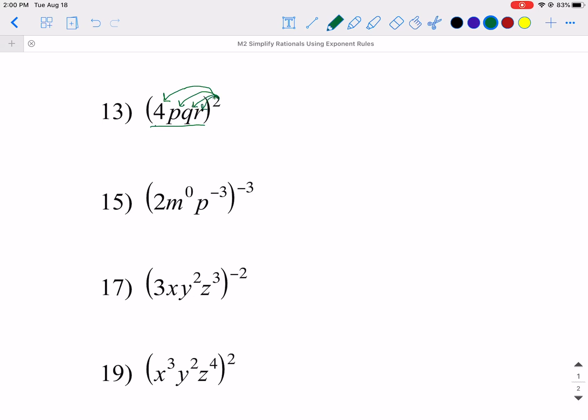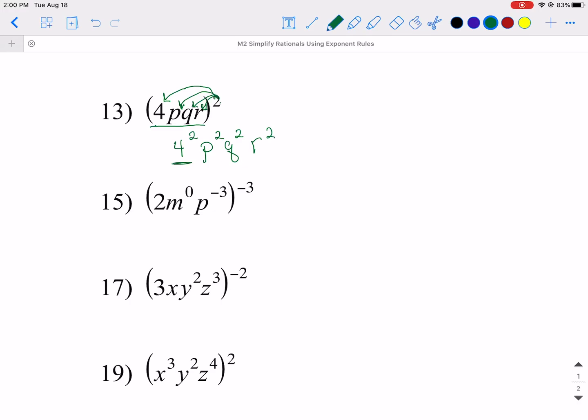So I'm going to do 4 squared. First I'm going to write it 4 squared like this, just so we're familiar. And then I'm going to take the p and square it. The q, apply the 2. Remember there's a 1 here, so 1 times 2 is 2. 1 times 2 is 2. And r, there's an exponent of 1, so 1 times 2 is 2.